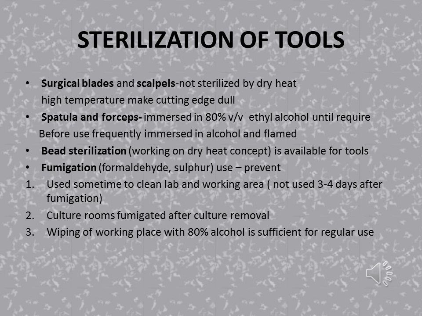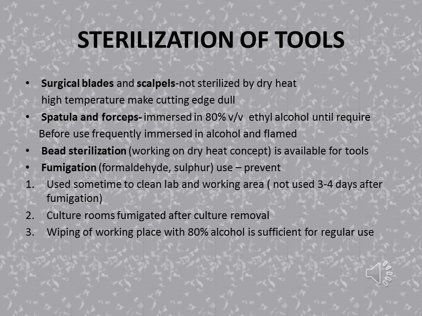Sterilization of tools. How tools are sterilized. Surgical blades and scalpels are not sterilized by dry heat because the high temperatures make the cutting edge dull. Articles including spatula and forceps are immersed in 80% volume by volume ethyl alcohol until required, and sterilized during use by frequent immersion in alcohol and flaming. Bead sterilization is also available for sterilizing tools. Bead sterilization works on the principle of dry heat.